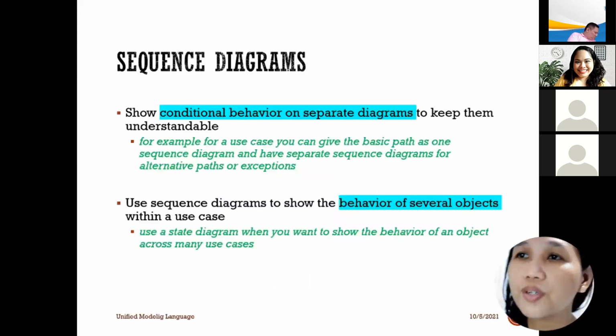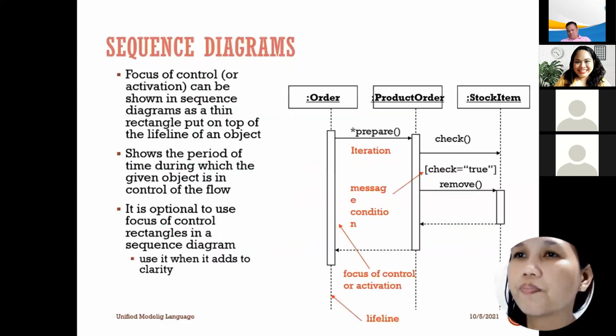A sequence diagram can show conditional behavior on a separate diagram to keep them understandable. For example, for a use case, you can give the basic path as one sequence diagram and have a separate sequence diagram for alternative paths or exceptions. We use a sequence diagram to show the behavior of several objects within a use case. We can use a state diagram when you want to show the behavior of an object across many use cases.